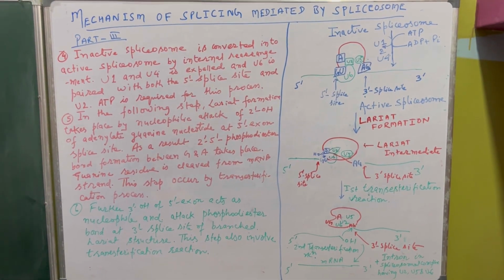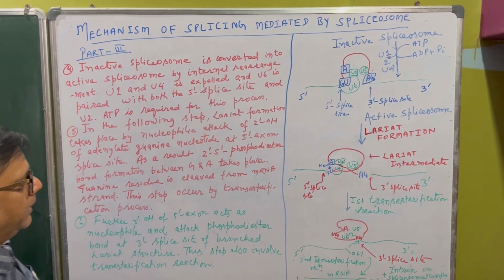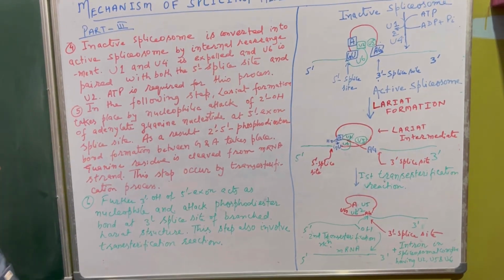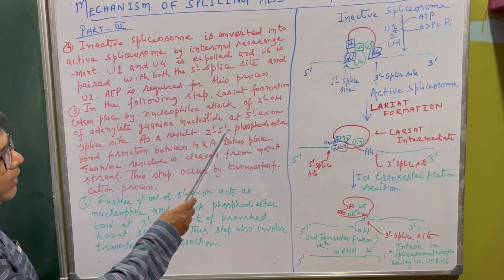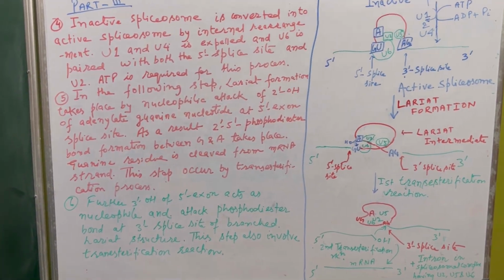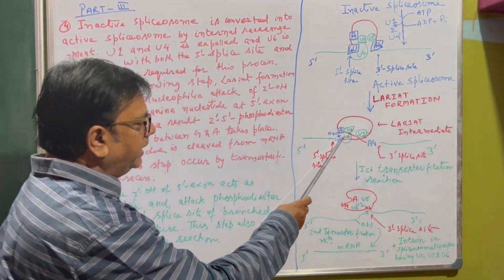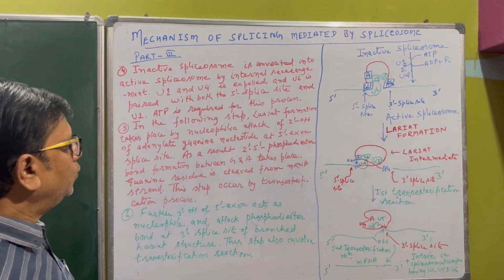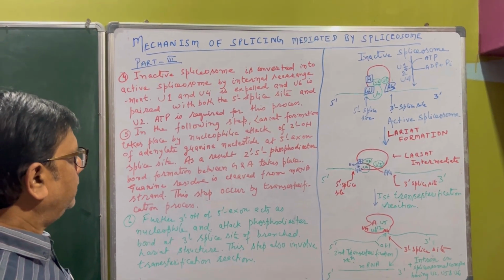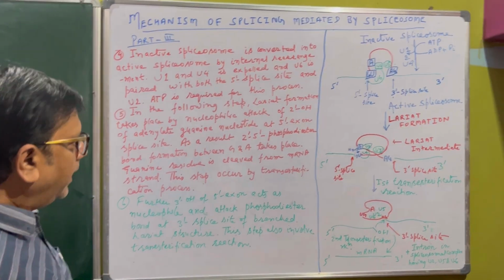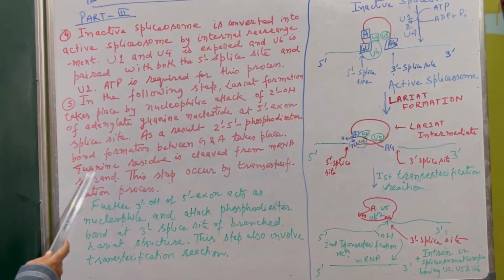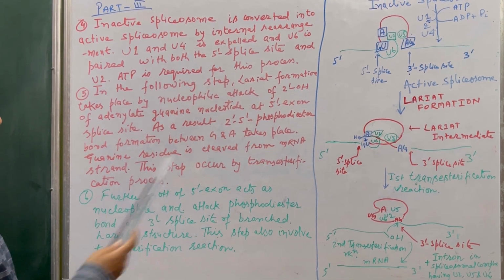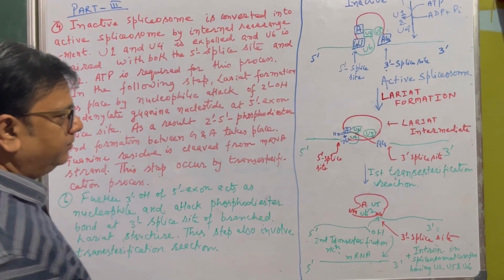And what happens? Due to this nucleophilic attack, a phosphodiester bond will be formed, but it will be a 2',5' phosphodiester bond. Between whom? Between the adenine and guanine nucleotide, a 2',5' phosphodiester bond will be formed, and this will lead to cleaving of the guanine residue. The guanine residue will be cleaved from the mRNA strand.